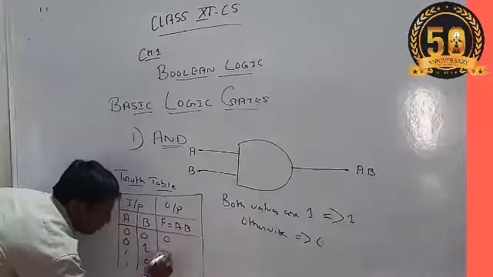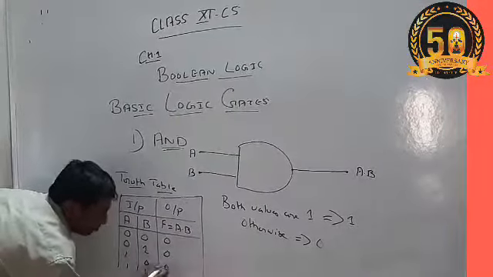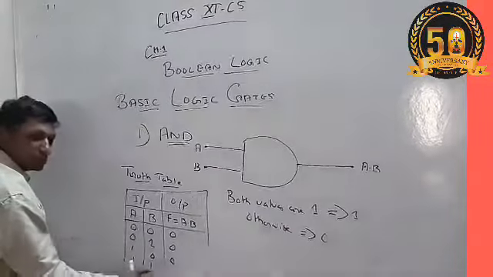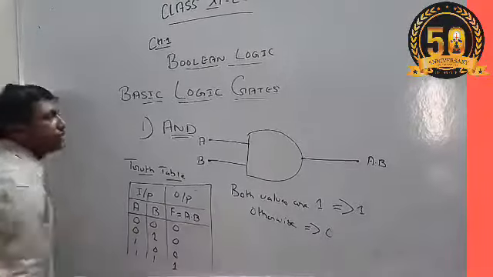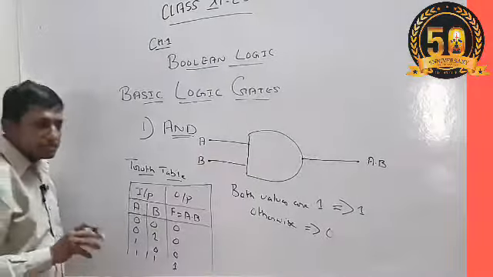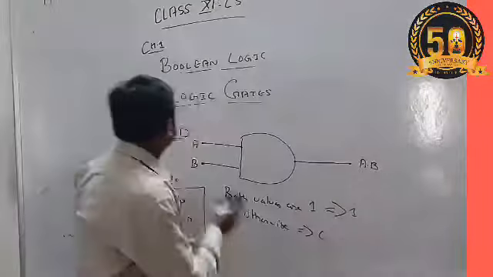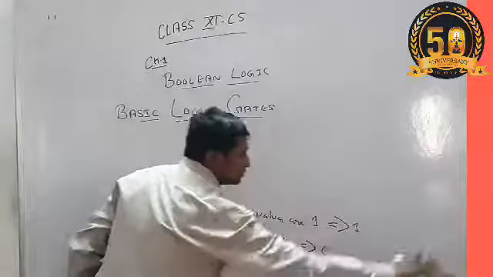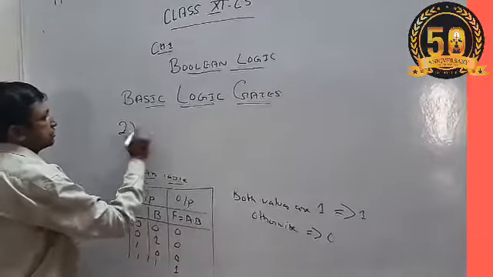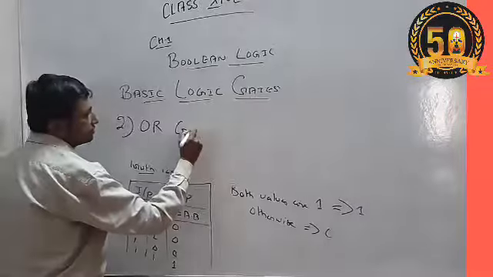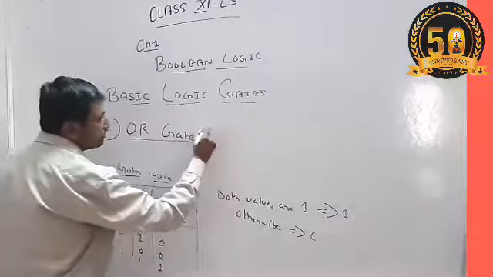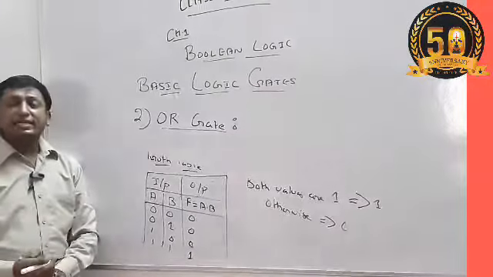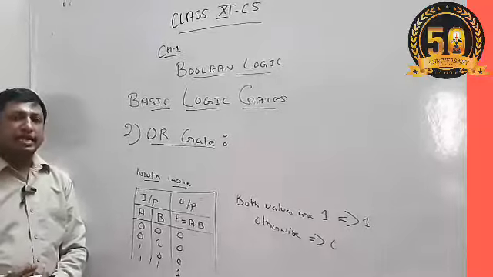So in all three cases we will get the 0 output because one of the values is 0. In the last case, both values are 1, so we get the output 1. So that is the AND gate. The second gate is the OR gate. OR gate, as the name suggests, OR means choice. So the working of the OR gate is, if one of the inputs is high, then we get the high output.